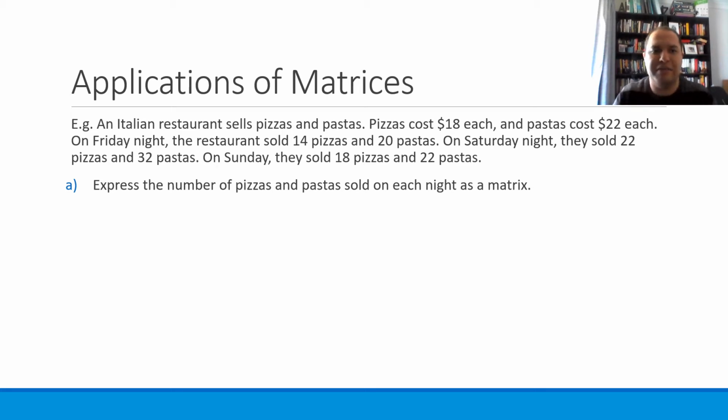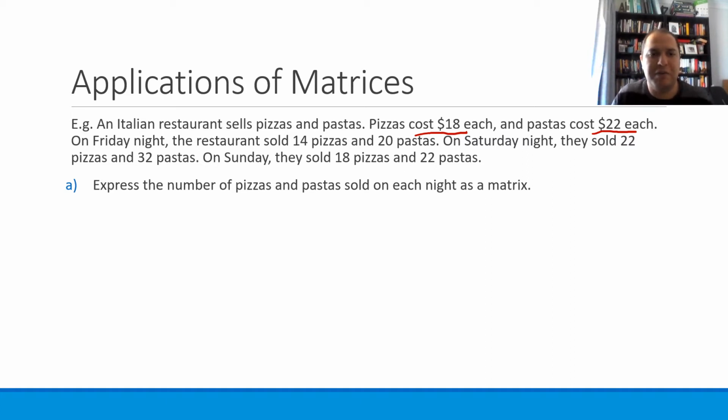At an Italian restaurant, they sell pizzas and pastas. Pizzas cost $18 each, and pastas cost $22 each. On Friday night, the restaurant sold 14 pizzas and 20 pastas. On a Saturday night, they sold 22 pizzas and 32 pastas. On Sunday, they sold 18 pizzas and 22 pastas. Express the number of pizzas and pastas sold on each night as a matrix.